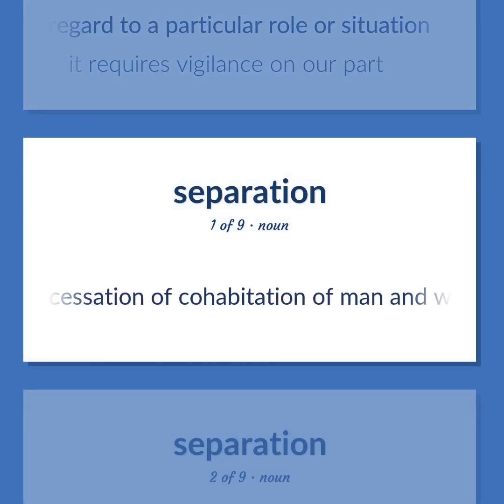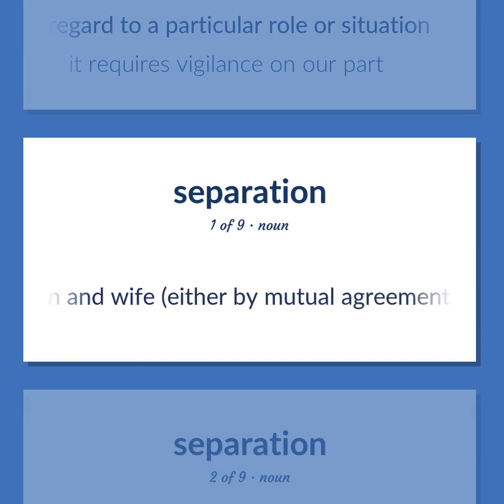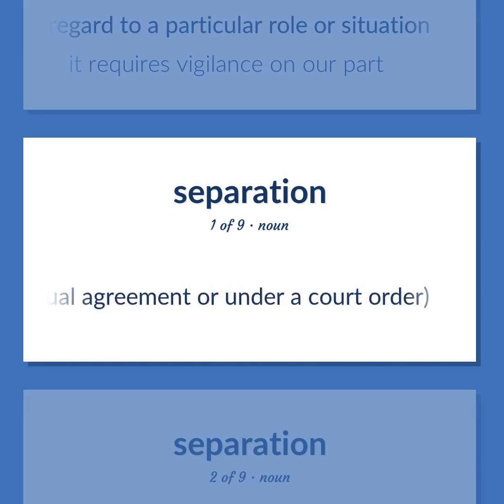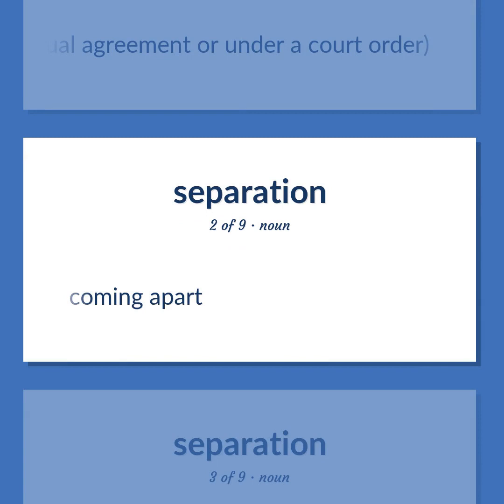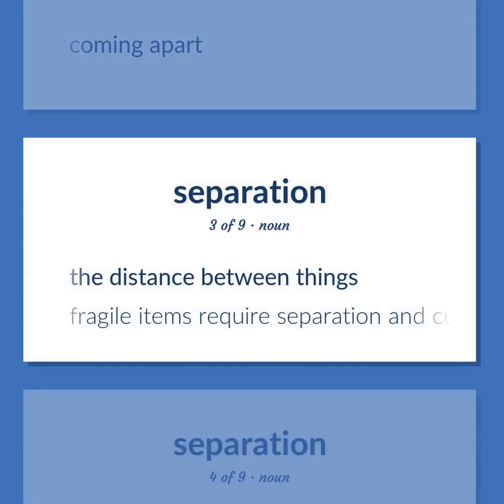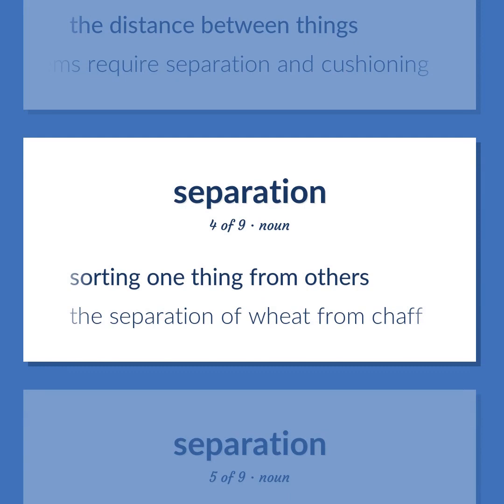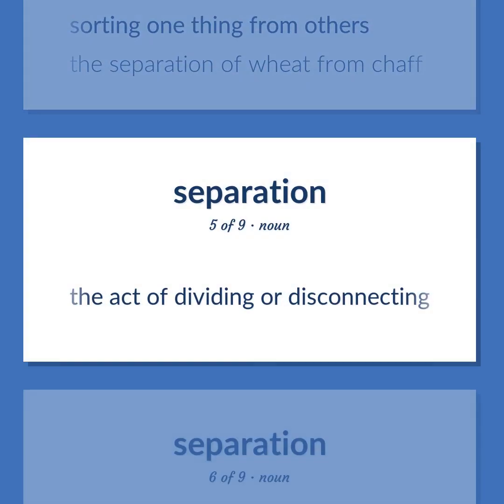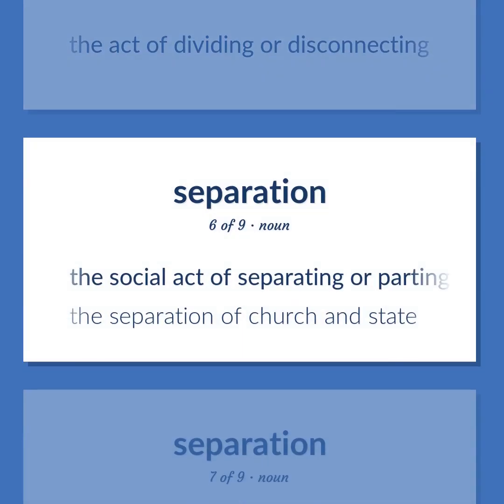Law, the cessation of cohabitation of man and wife, either by mutual agreement or under a court order. Coming apart. The distance between things. Fragile items require separation and cushioning. Sorting one thing from others. The separation of wheat from chaff. The act of dividing or disconnecting. The social act of separating or parting company. The separation of church and state.